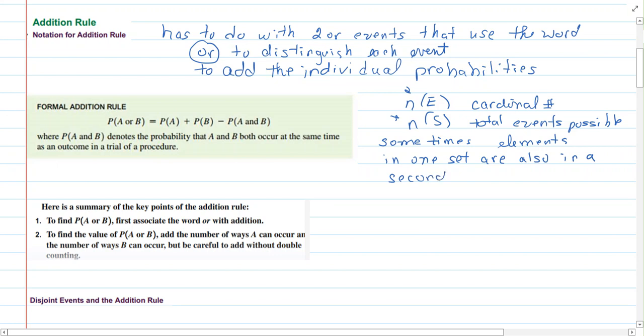Now, when this occurs, we have to subtract so we don't double count. And we use a symbol of and, probability of A and B, meaning that this is the shared elements and we subtract them.